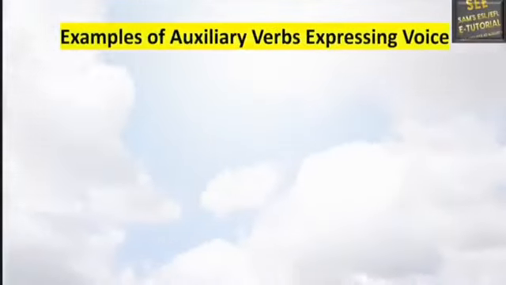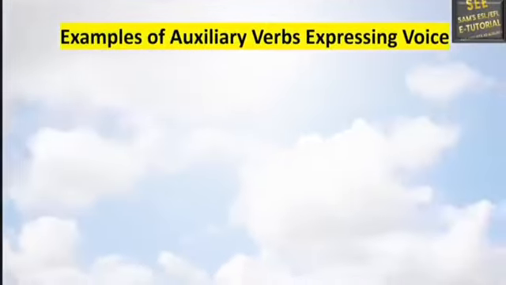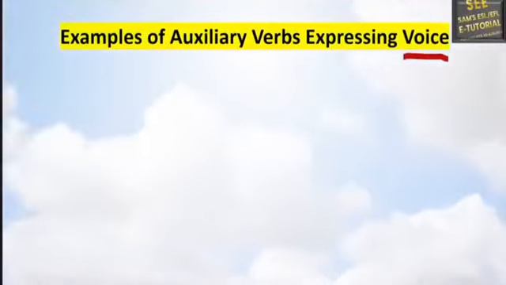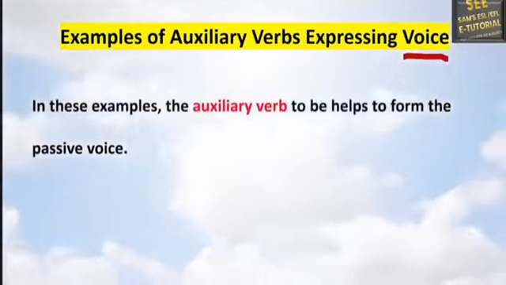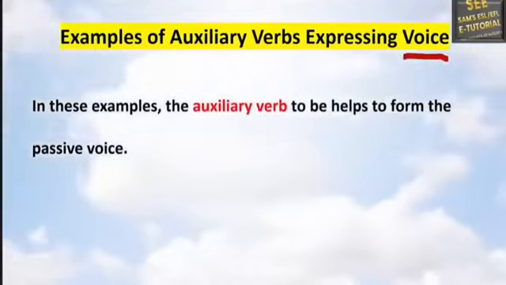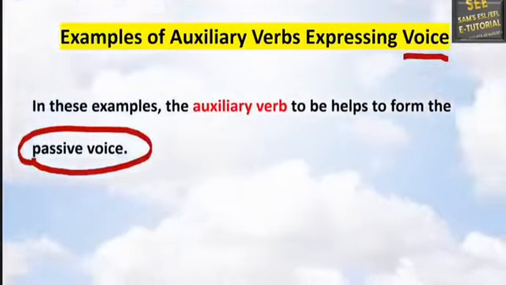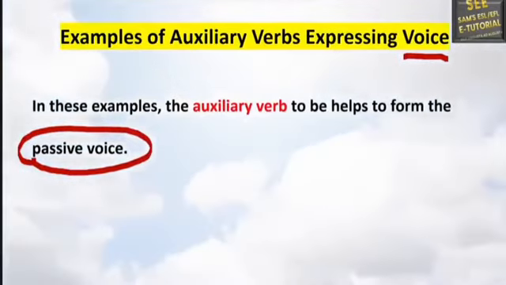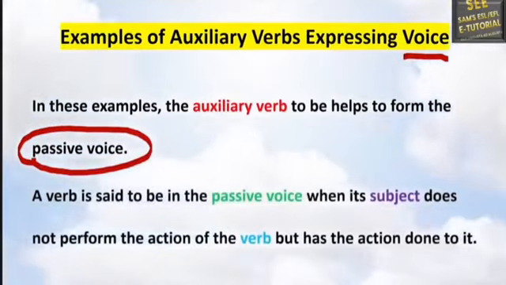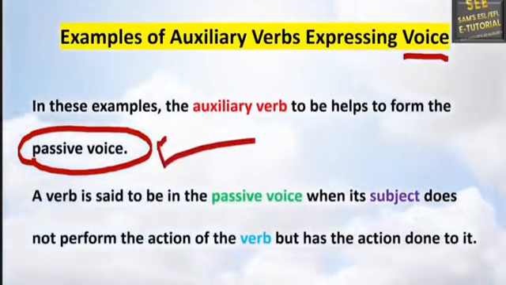Now let's take a look at another grammatical function of the auxiliary verb. In this case, an auxiliary verb can also help in expressing voice. Now, in English, when we say voice, we're actually referring to two major kinds of voices. That is the passive voice, and of course, the other one known as the active voice. So the primary auxiliary verb can help us express the passive voice.